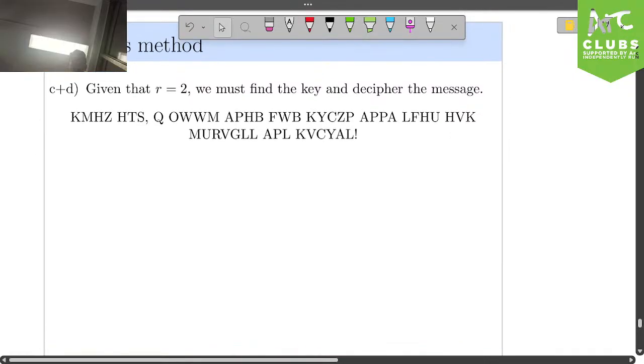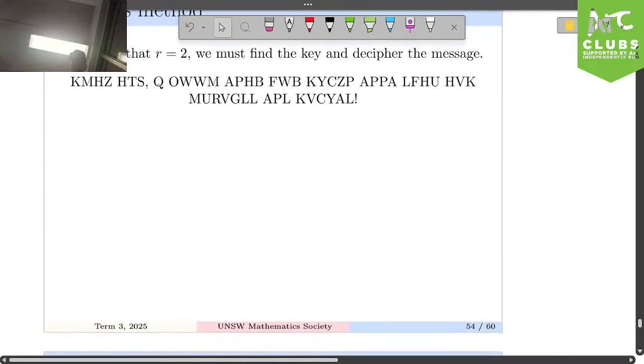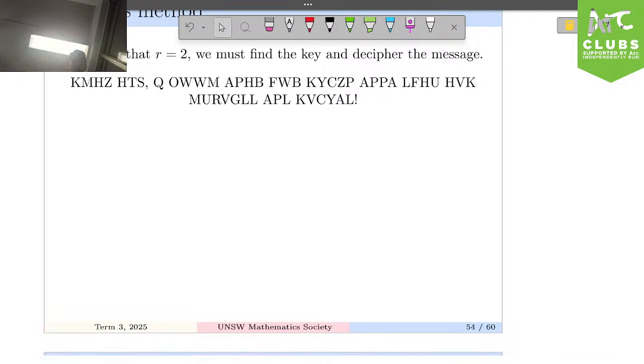Alright, and now the final part was, hey, look at this message. We know that R is equal to 2. Decipher it. And this is hard. Not hard, but it takes a lot of guesswork. There's nothing else that we know. Nothing else from the theory tells us anything about how to decipher this. We just have to do it. How do we do it?